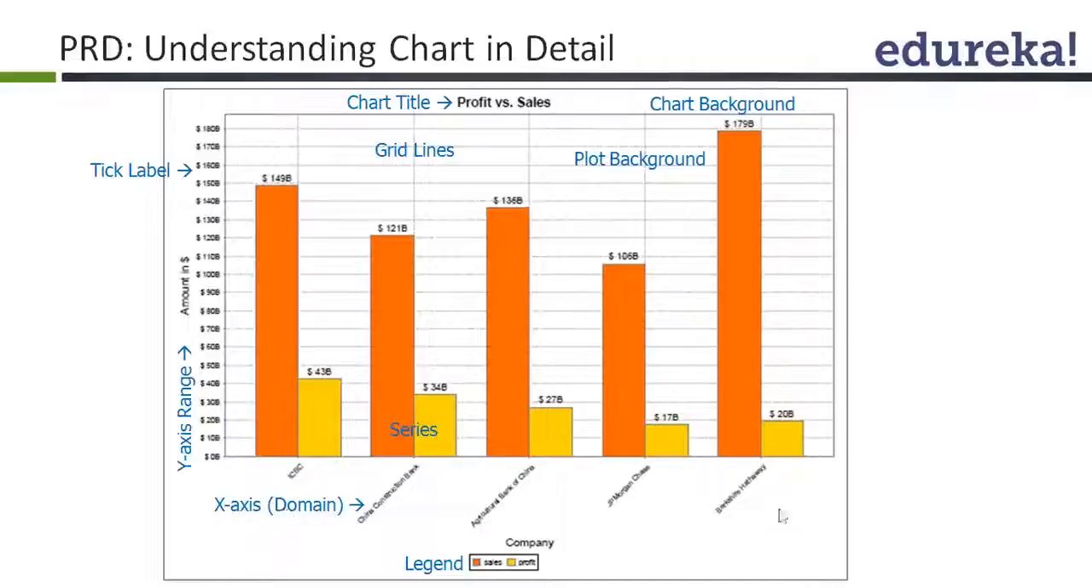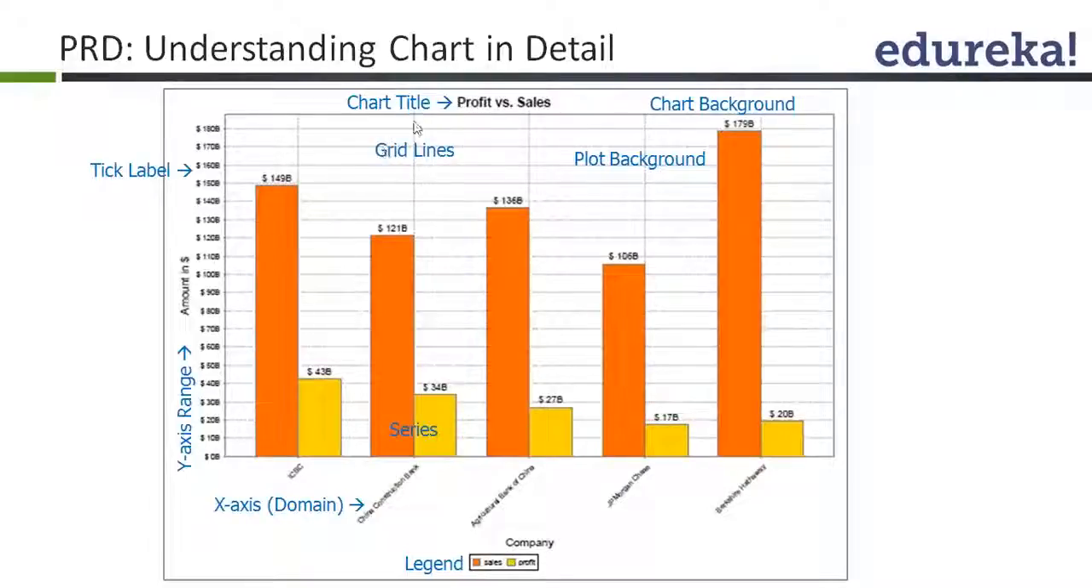This is the x-axis range horizontally. Sorry, this was vertically the y-axis range. This is horizontally the x-axis range. We don't have a range as such. We have just static elements. This orange color is, this is a legend, which is sales and profit. Two elements are there. In the background you can see grid lines. You can turn them on and off depending on your requirement.